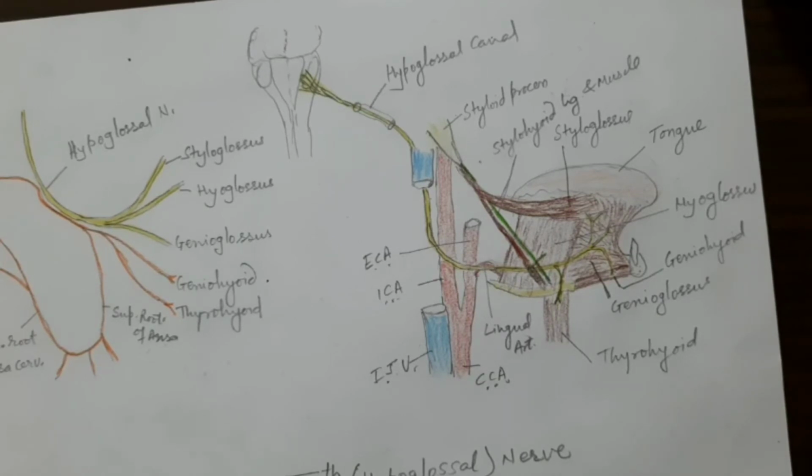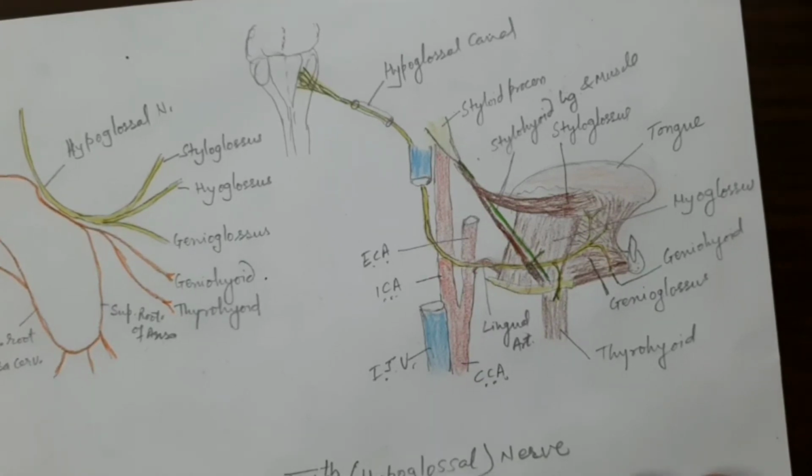Now the muscle which is not supplied by the hypoglossal is the palatoglossus, and this will be supplied by the cranial root of the accessory nerve through the pharyngeal plexus. I said that along with the vagus nerve, it will form the pharyngeal plexus, and from the pharyngeal plexus the palatoglossus will be supplied.